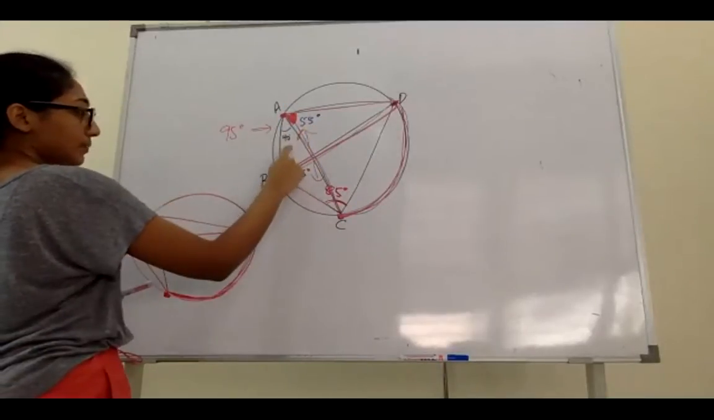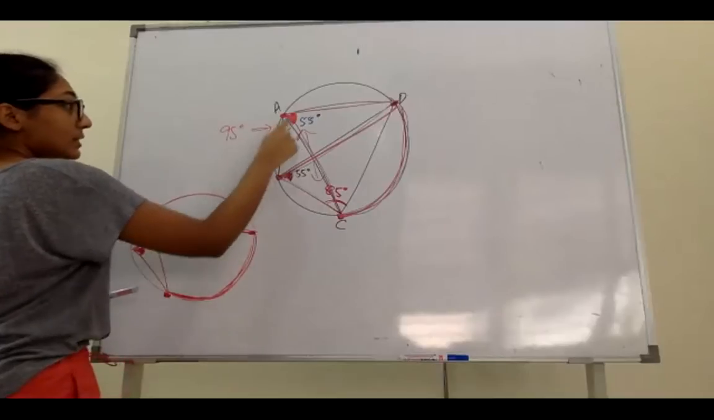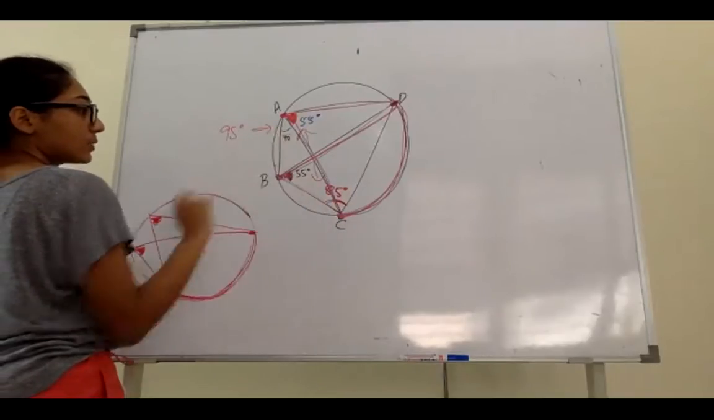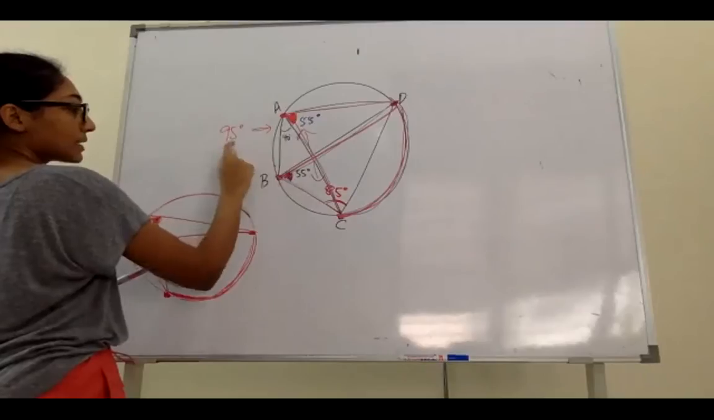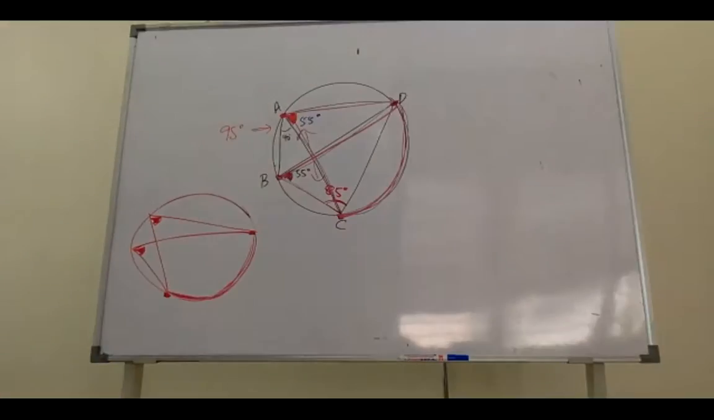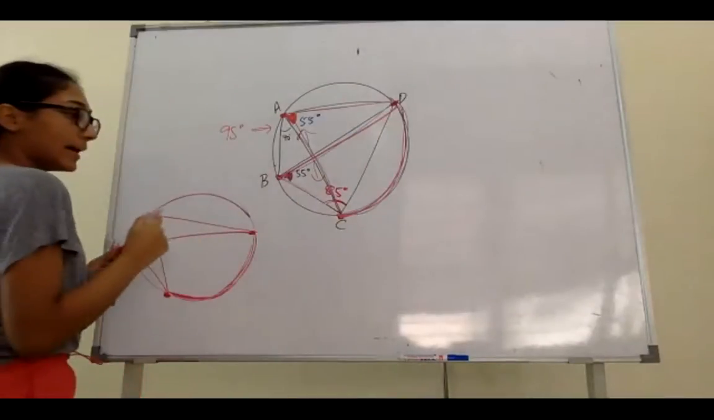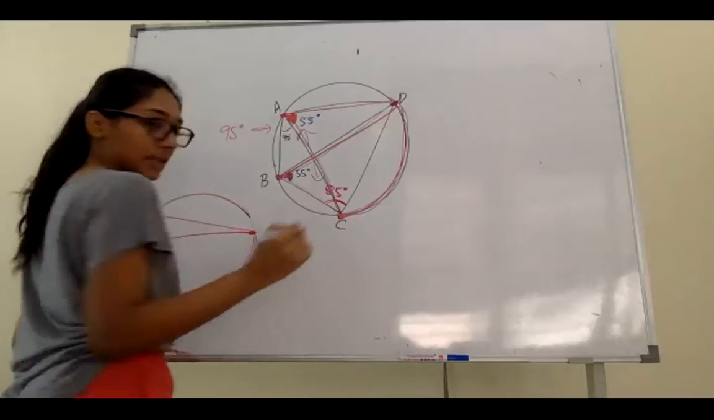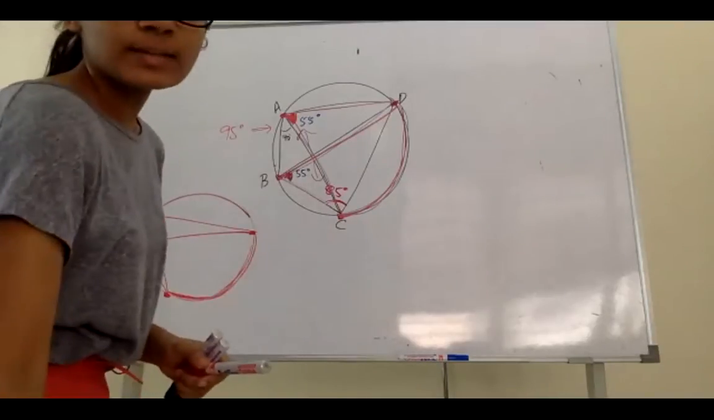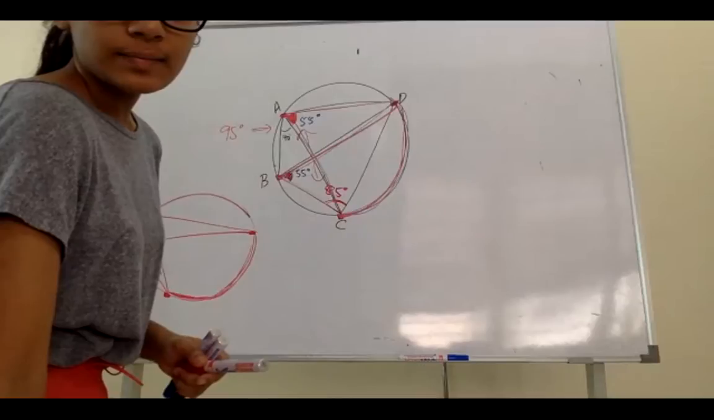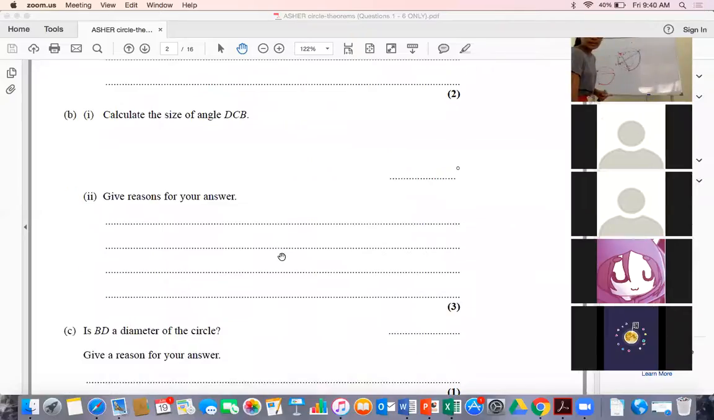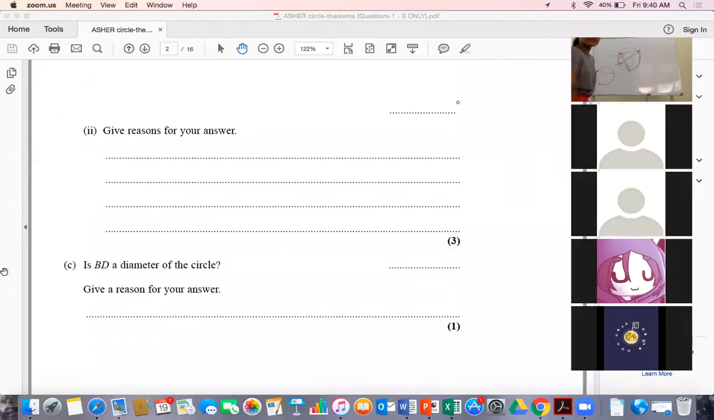So in a cyclic quadrilateral, opposite angles must equal 180. 55 plus 40 is 95. This added with this must equal 180. So 180 minus 95, I get 85. So angle DCB is 85. Because they'll ask you the reason why, you can say opposite angles in a cyclic quadrilateral add up to 180. That's your reason.